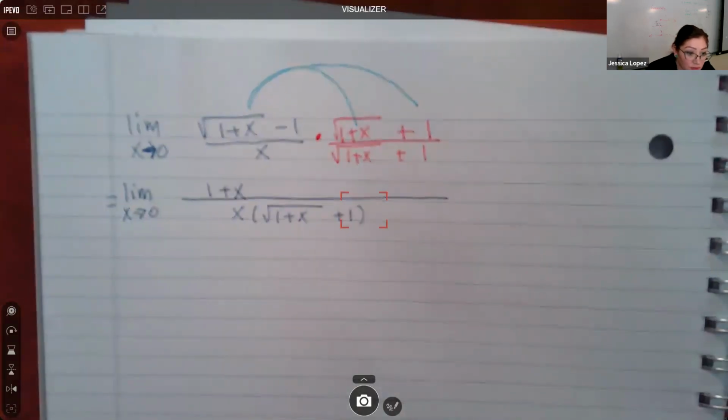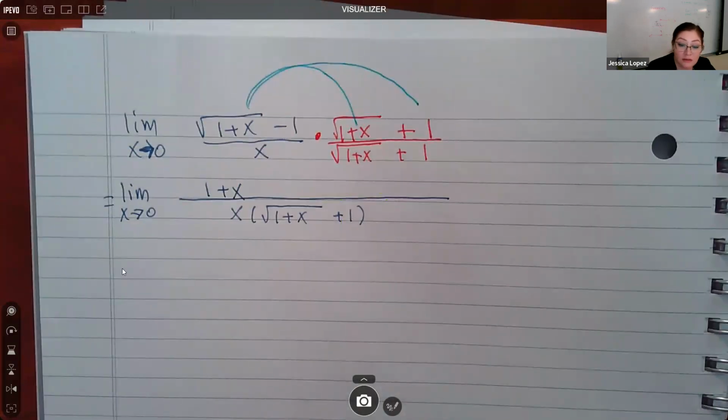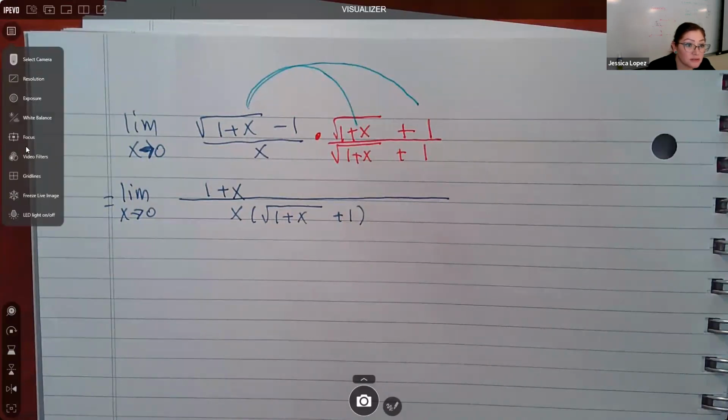This focus thing is driving me crazy. It's not letting me manually fix it.